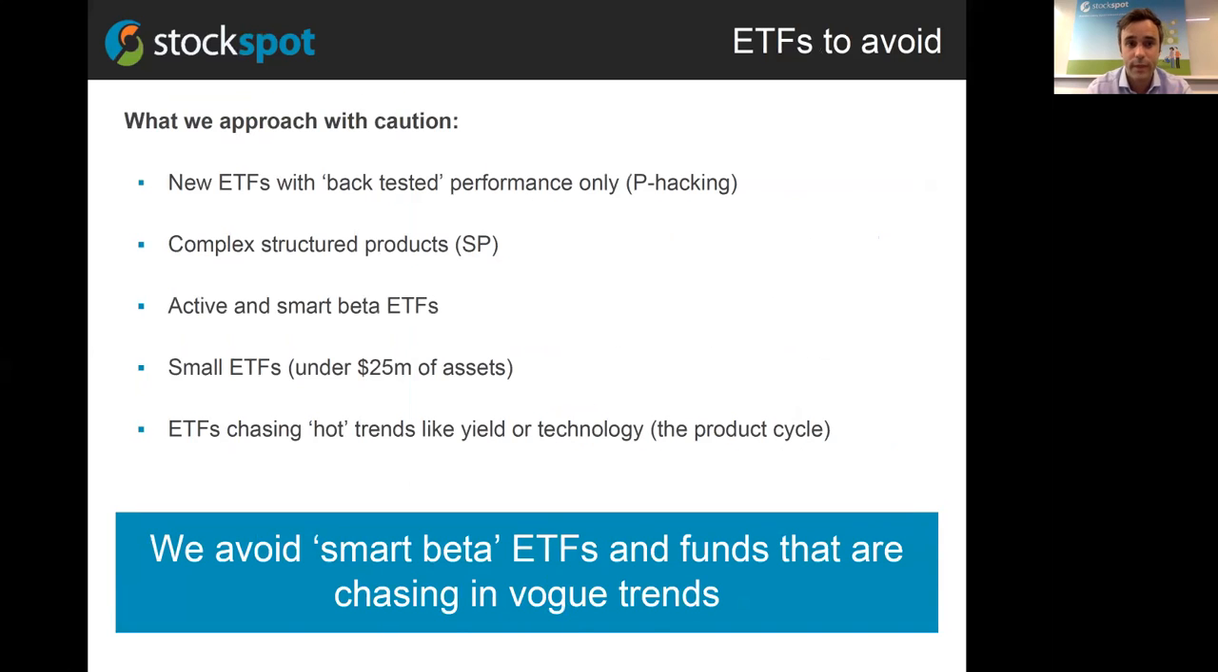Which takes me to the next slide, which is what do we look for when it comes to ETFs to avoid, or what are we cautious about? And I put that into 5 categories. So one, we're very cautious when a new ETF lists that has not existed before, but has a back-tested strategy.